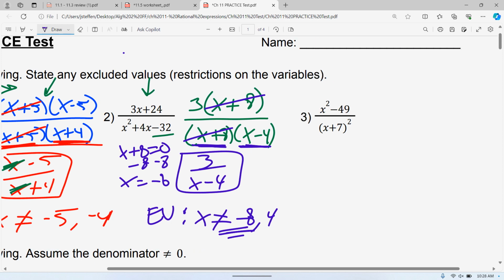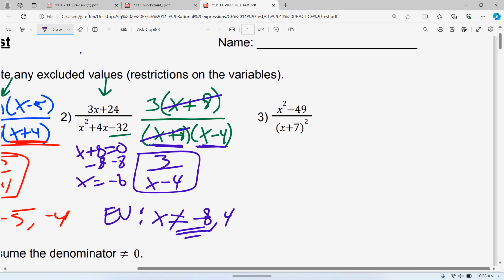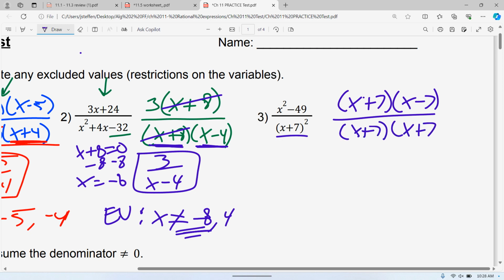And last but not least, we have x squared minus 49. So again, a difference in squares. So x plus 7 times x minus 7 over, if you have x plus 7 squared, that is just x plus 7 times x plus 7. I have a couple people that started putting this as a difference of squares as well. So make sure you're being careful with that.